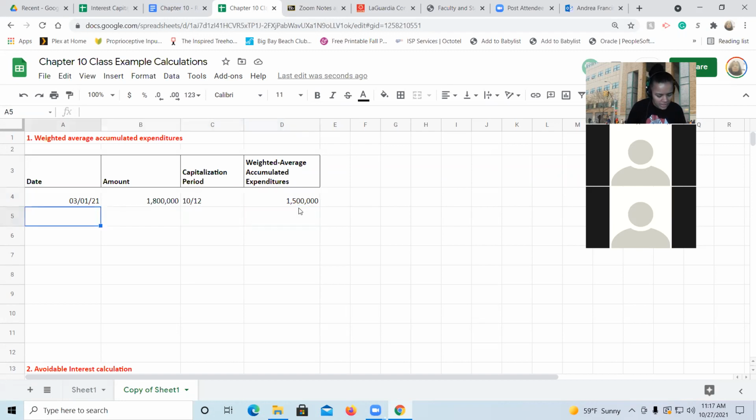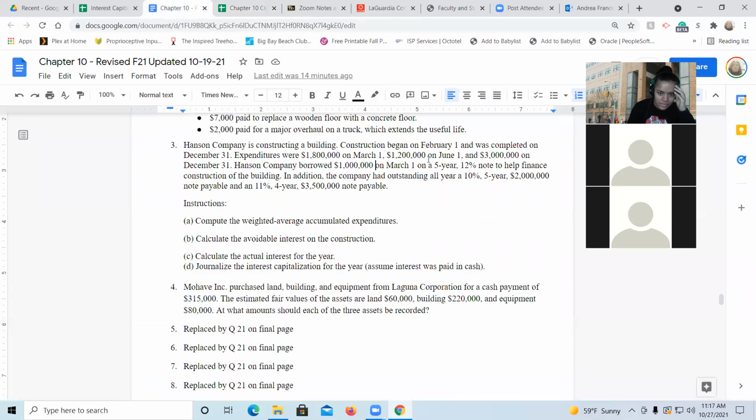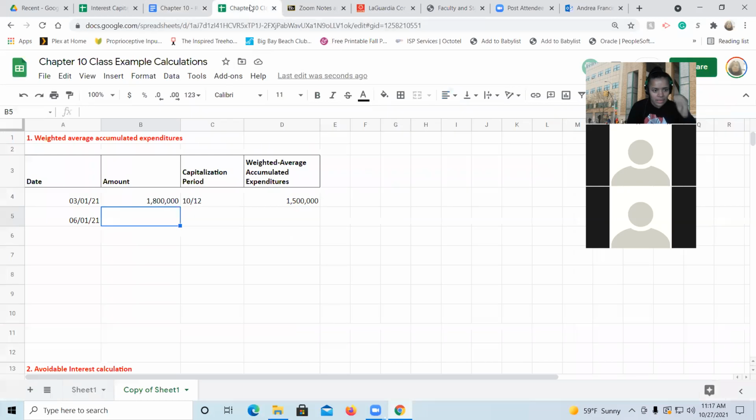So you do March, and then June the 1st is another payment that is made, based on the question. It's 1.2 million. So I'm going to put in the 1.2 million. And now you can guess already, we're going to count from June 1st to December 31st when the construction ends. And again, that's also conveniently probably when the company's year ends. If construction had ended in September, like September the 30th, you would only count from June to September, all right?